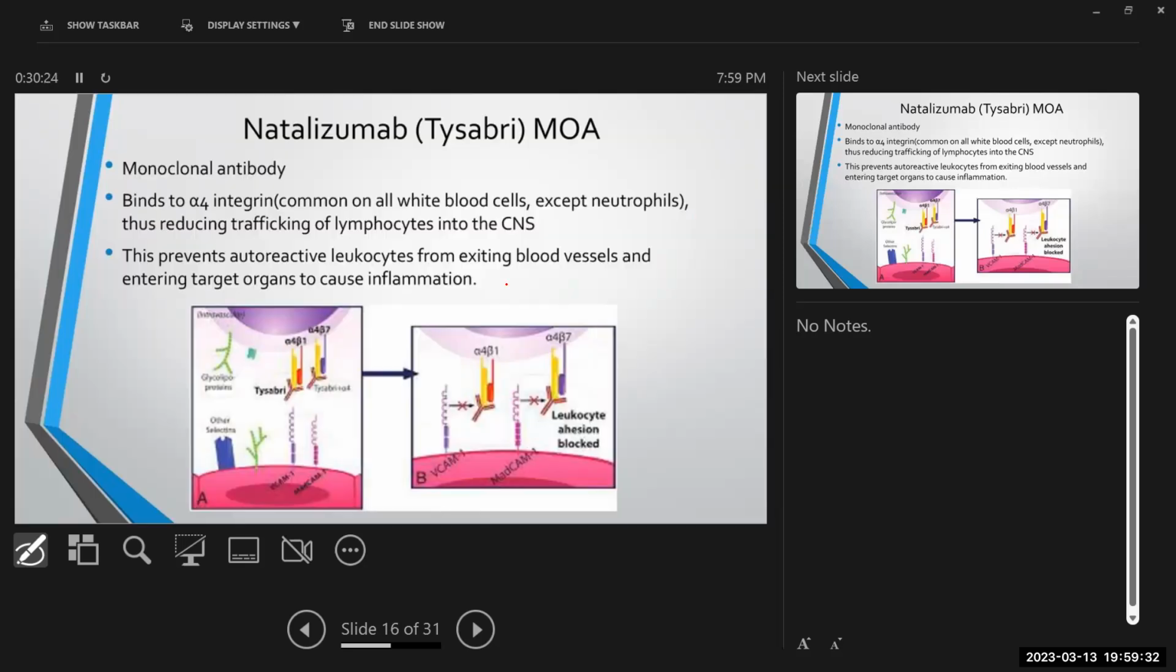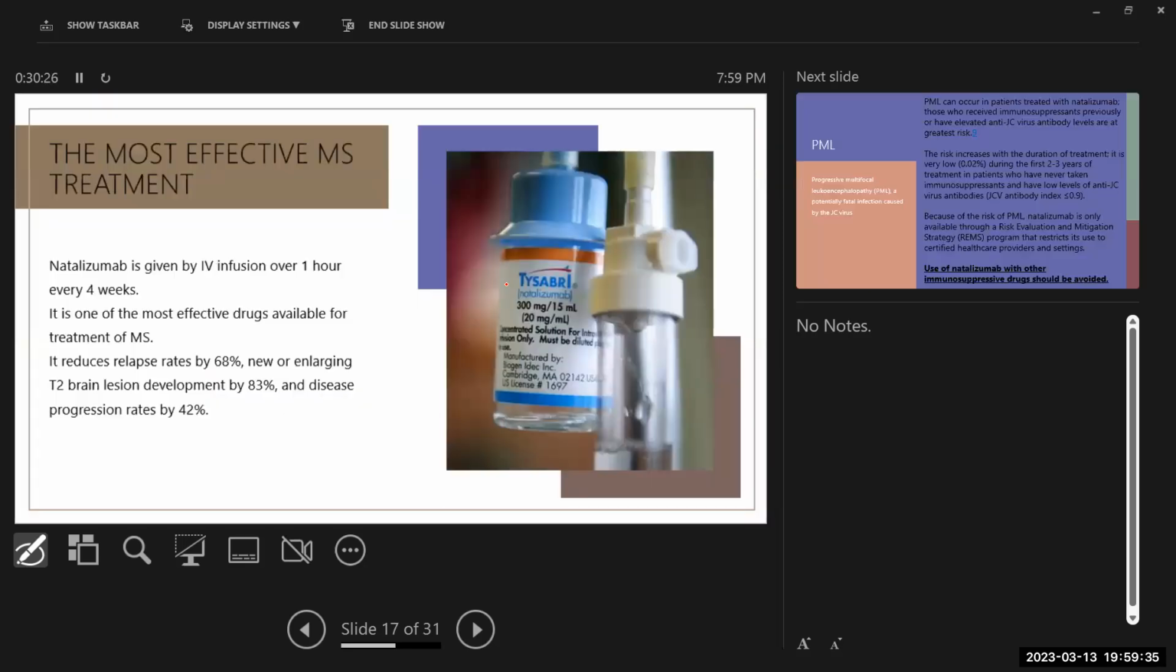This drug is very effective. It's given by IV infusion over an hour, and it's given once a month. That means the patient will have to come to your clinic in order to get their natalizumab. So you'll have to hang. It comes in a bottle like that, and you'll literally either hang it and use a piggyback to give them fluids, or you'll just give them the natalizumab and you infuse it over an hour.